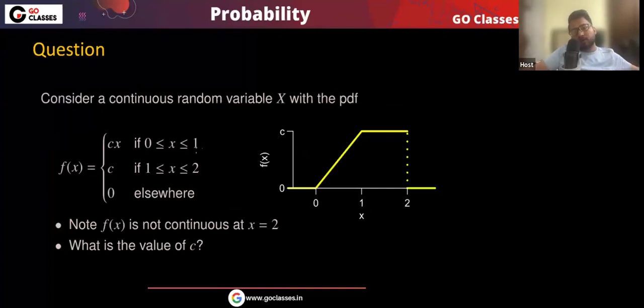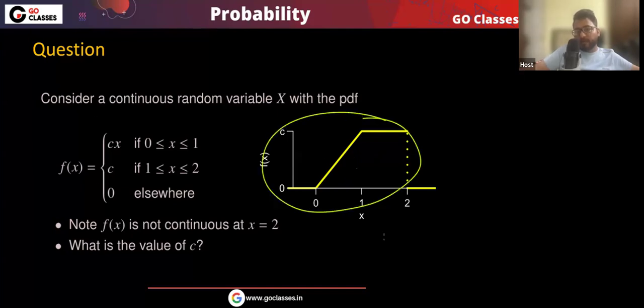Okay. So now let's just find out the value of C here. Let's suppose that your random variable X is having this particular PDF, right? Which means that you can say that the random variable takes the value from 0 to 1.